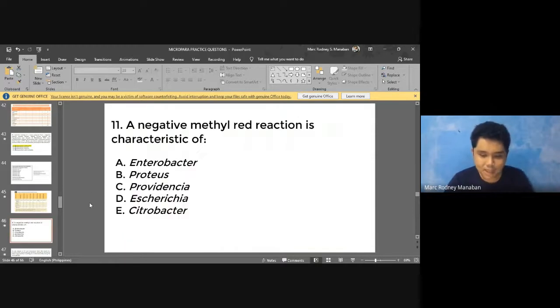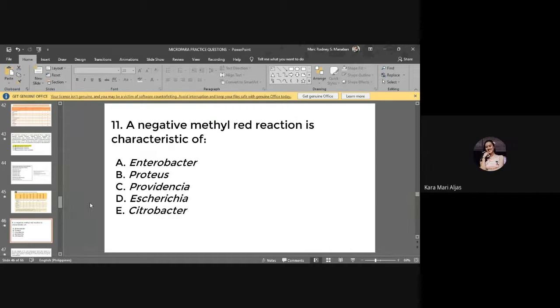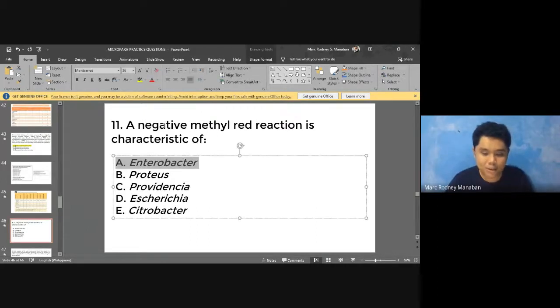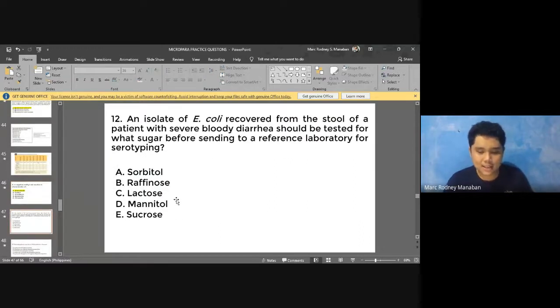Alright? Okay. Next, 11. Enterics na tayo. Almost done. A negative methyl red reaction is characteristic of which one? Enterobacter. Basta if it's the CASH members, Enterobacter is a member of CASH, which are VP positive and MR negative. Because as we have mentioned, the reactions of VP and MR are opposite. So if you are VP positive, you are MR negative. If you are MR positive, you are VP negative. Alright? Okay, very good.